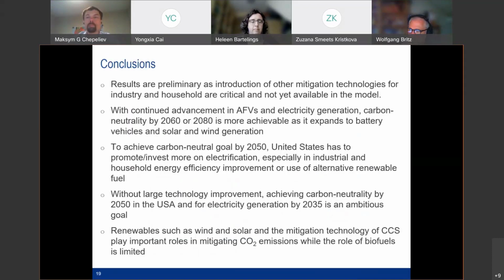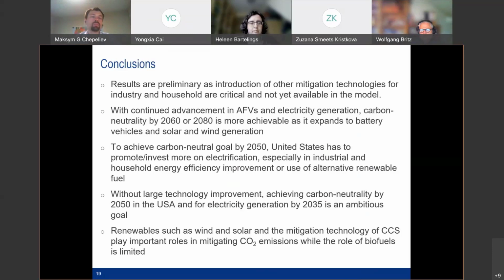So I hope to conclude that the results are very preliminary, as the introduction of other mitigation technologies for industry and household are very critical to meet the zero emission target, but they are not available in the model yet. So we plan to add them in the next few months. And with the continued advancement in vehicle and electricity generation technology, carbon neutrality by 2060 or 2080 is more achievable, as it can expand to battery vehicles and solar and wind generation, and it also puts less pressure on other sectors.